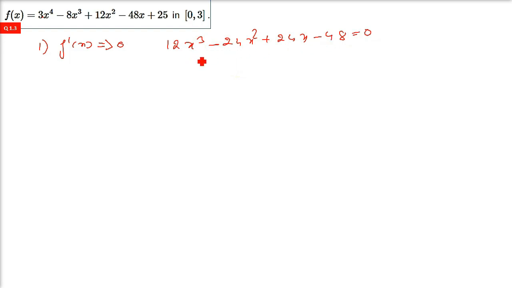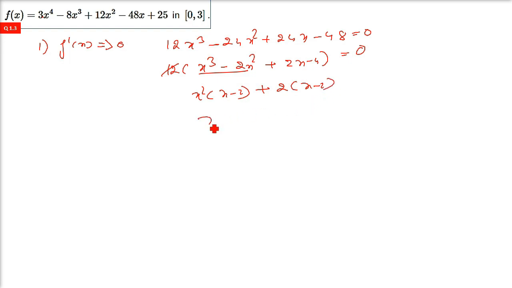Now just place it as 0. You can take 12 common because we can see 12 is everywhere in these terms, and just divide both sides by 12. We get x cubed minus 2x square plus 2x minus 4. We can take x square common from the first two terms, x minus 2 will be there. And here we can take 2 common, x minus 2 will be there. Now taking x minus 2 common from all these, x square plus 2 will remain inside. X minus 2 equals 0, that means x is equal to 2.